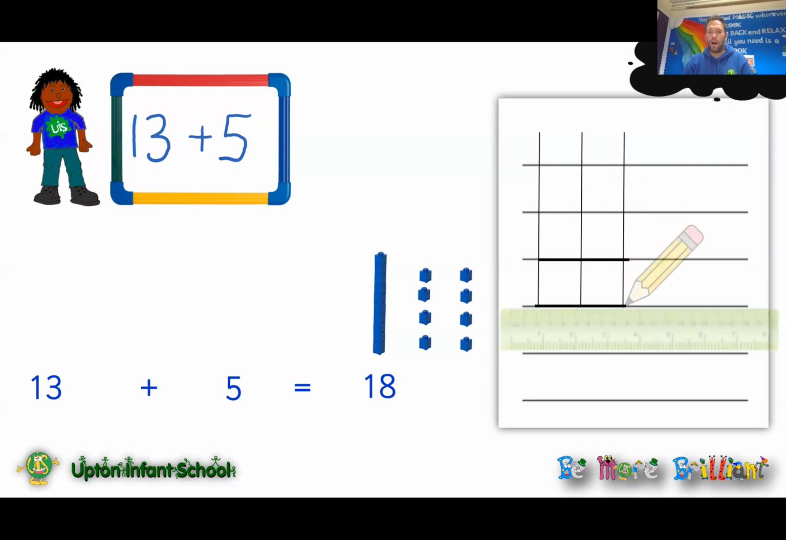And that's where we'll put our answer in just a moment. So, like I said, the first column is our tens column. So I'm going to put a T at the top of that one. And the next column is our ones column.